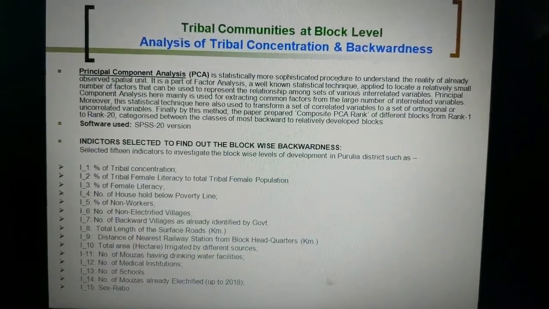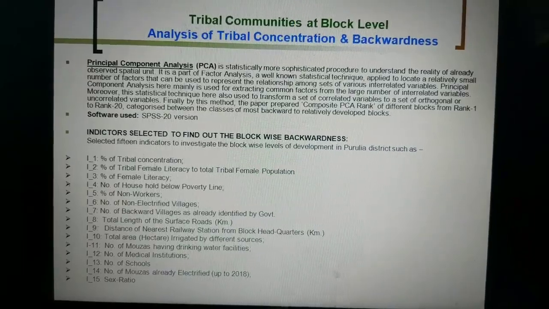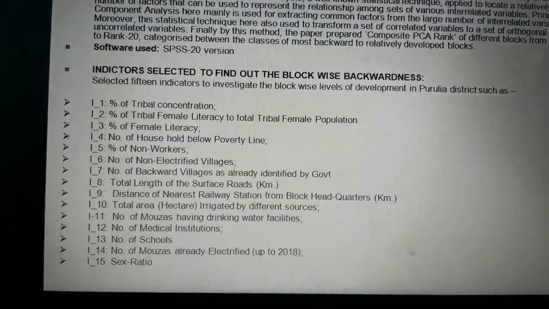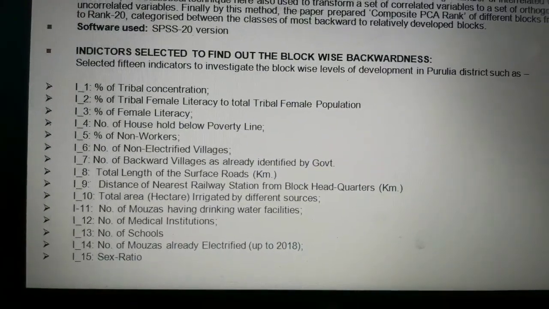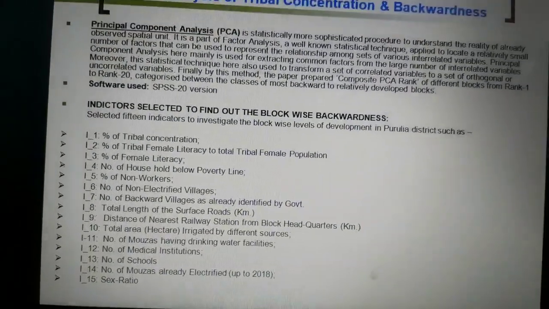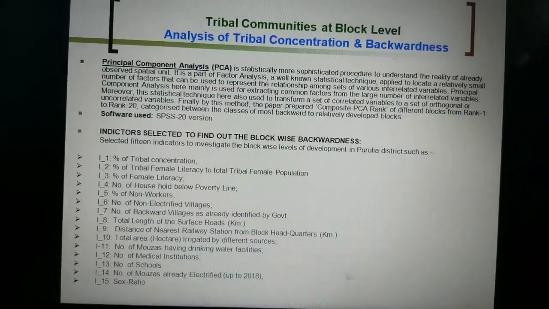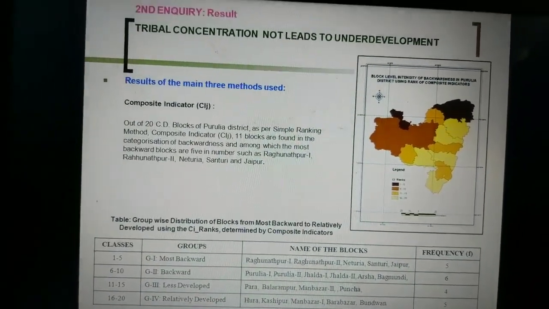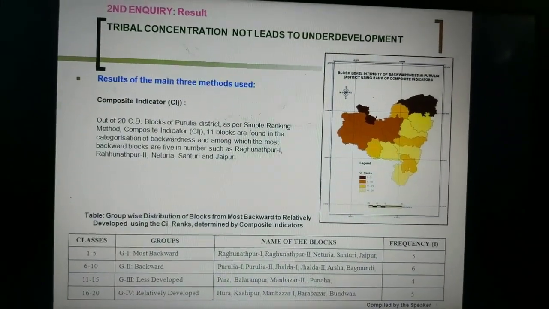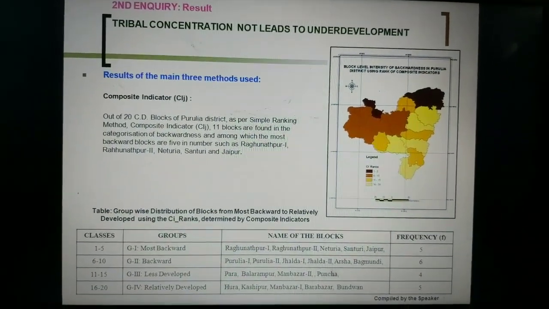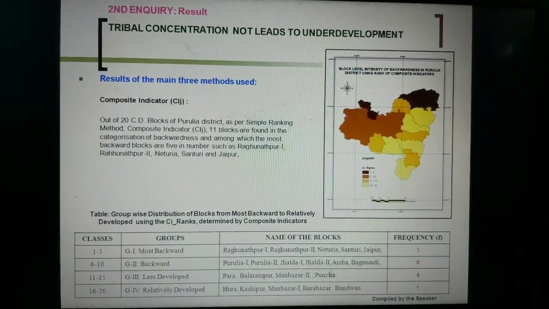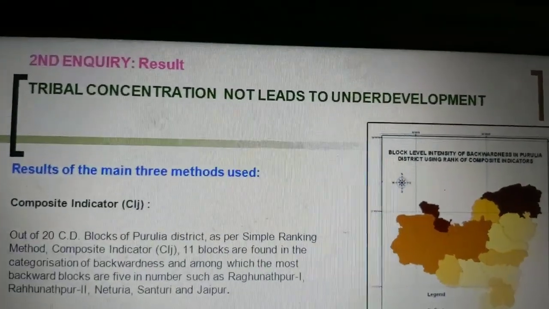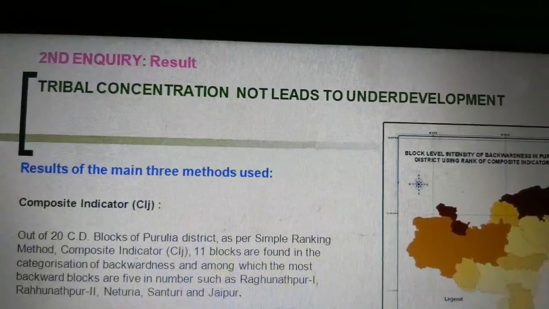So this is the question, and for answering it, I have taken these 15 indicators of levels of development. On the basis of these 15 indicators, I have used statistical procedures like a composite indicator. And what I have found is that tribal concentration does not lead to underdevelopment.